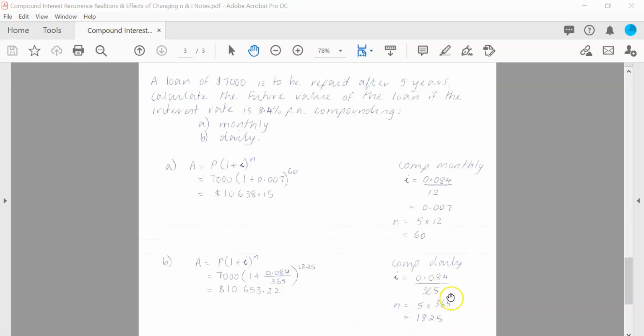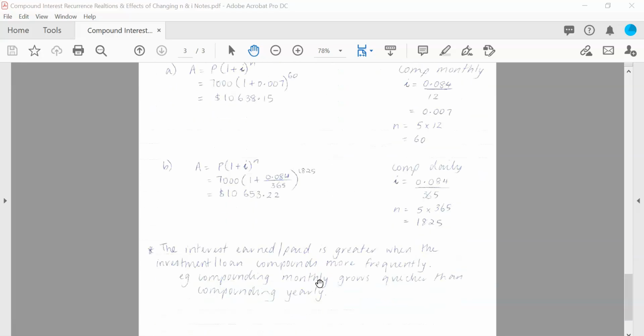Down here we have 5 years once again, but this time 365 times in a year it's compounding because it's compounding every single day. That gives us an end value of 1,825, and when we put those values in, we get $10,653.22. And we can see there that the future value here is higher than the future value was in Part A. So therefore we can conclude that the more frequently you compound, the quicker that investment or loan is going to grow.